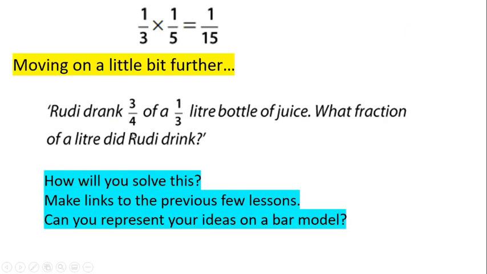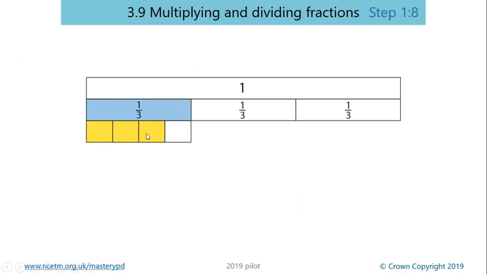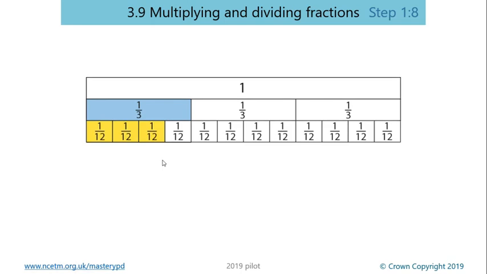Now, if he drank 3/4, the question said, what fraction of a litre did he drink? So we need to know what fraction these 3 yellow parts are in relation to the whole, this big one up here. Now remember yesterday, the day before, if we divide one of these parts into 4, we need to do the same to the other 2 parts. So how many parts will there be in the whole now? Wonder if you got it right. There are 12 parts in the whole now, and Rudy drank 3 of those. So the answer isn't 1/12. The answer is 3/12.